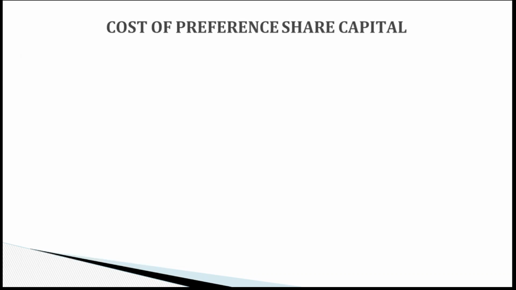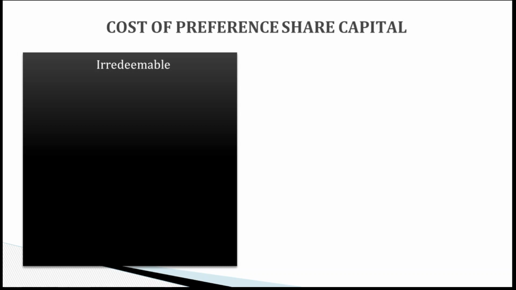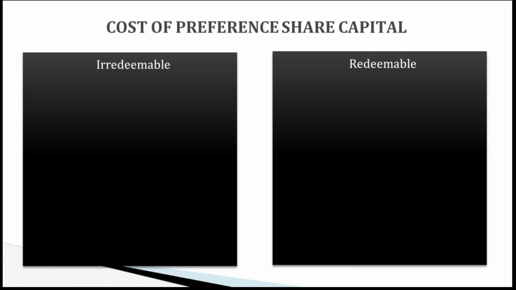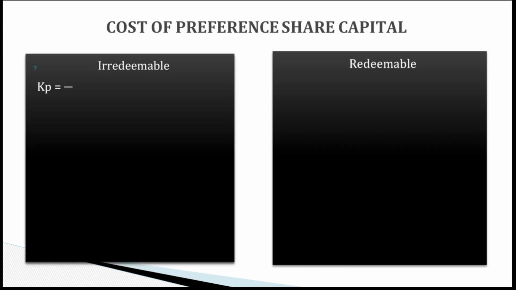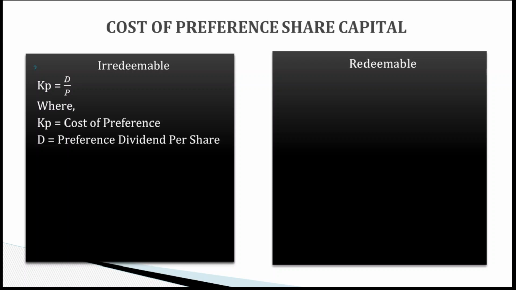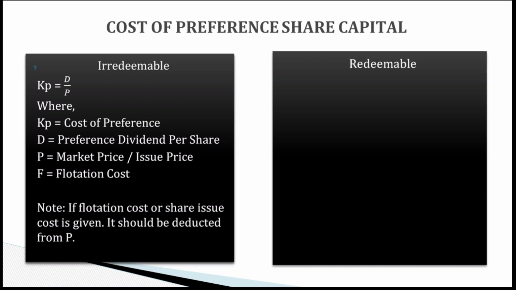Then second is cost of preference share capital. Here we have two approaches, for irredeemable preference share and for redeemable preference share. For irredeemable preference share, KP = D/P, where KP stands for cost of preference, D stands for preference dividend per share, P stands for market price or issue price, F stands for flotation cost.